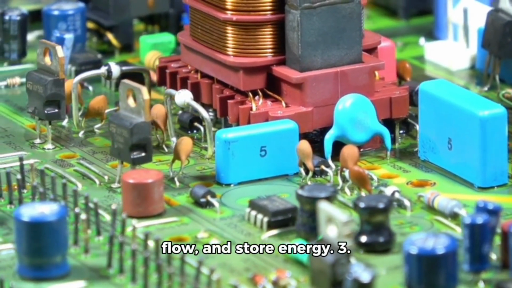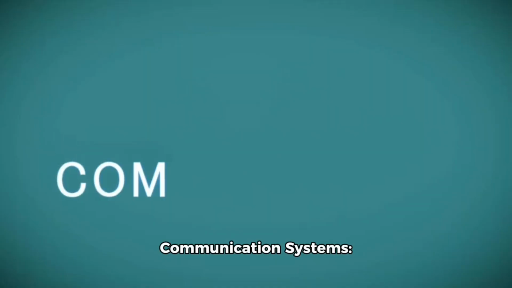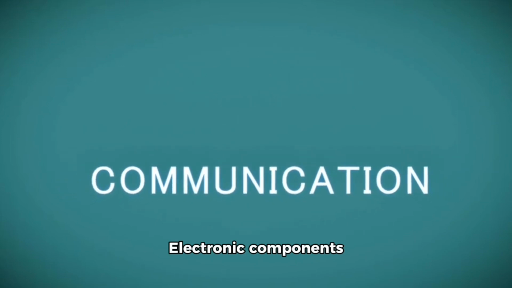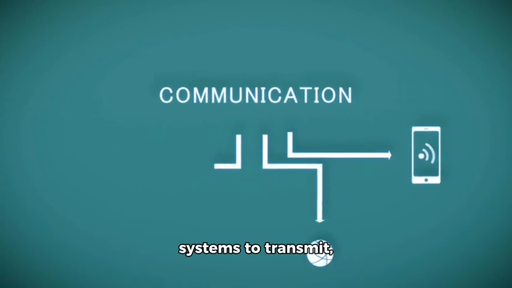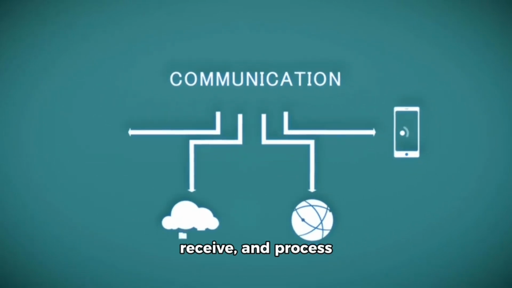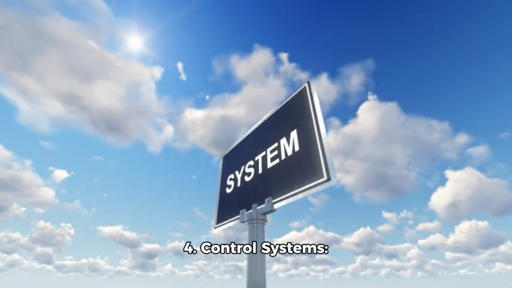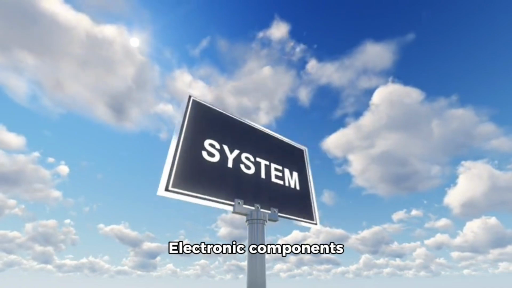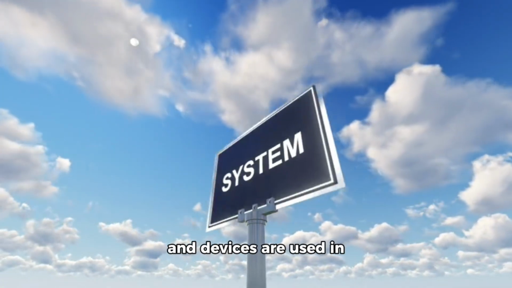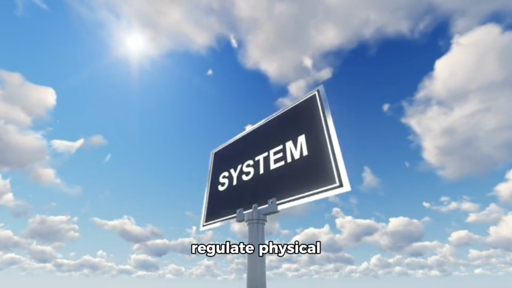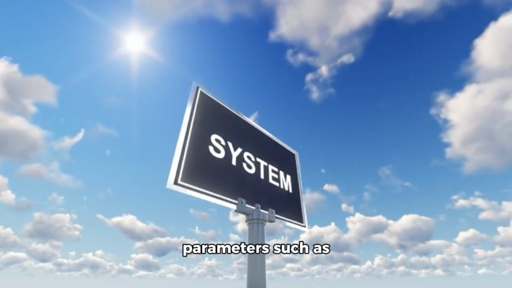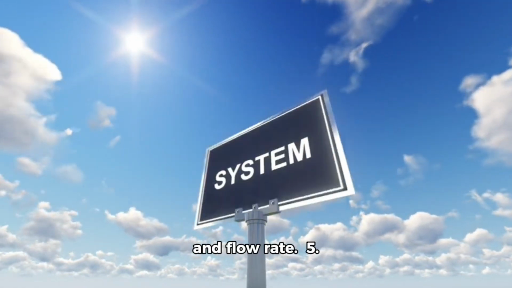3. Communication systems, electronic components and devices are used in communication systems to transmit, receive, and process information. 4. Control systems, electronic components and devices are used in control systems to monitor, control, and regulate physical parameters such as temperature, pressure, and flow rate.